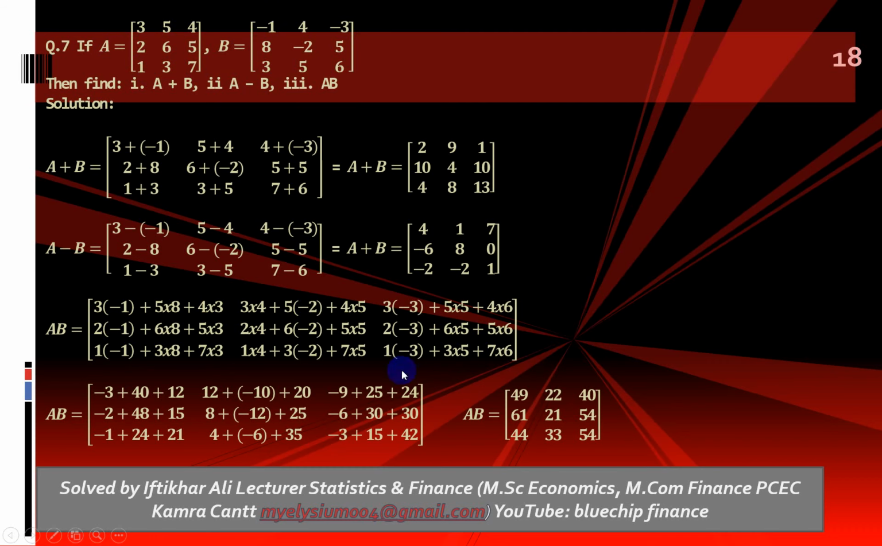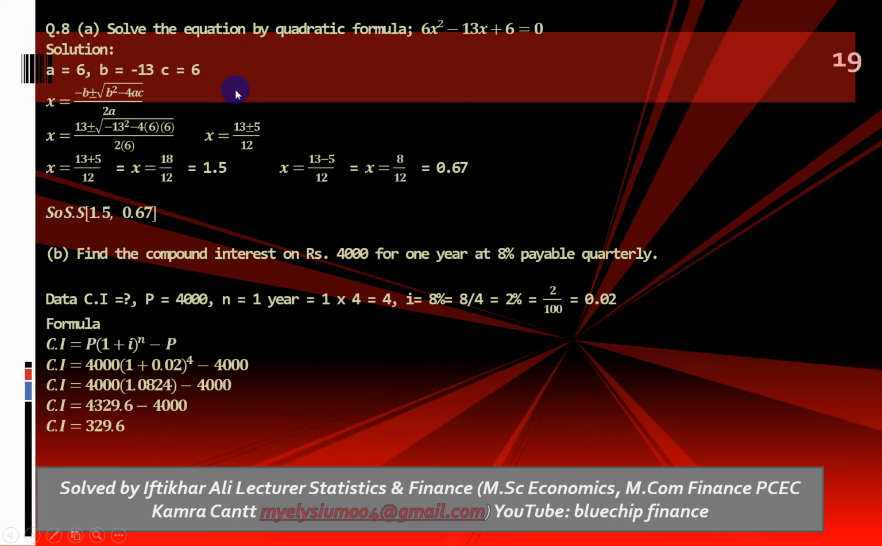You can pause the video and see the calculation, and AB finally will be equal to 49, 22, 40, 61, 21, 54, 44, 33, 54. Question number 8: solve the equation by the quadratic formula, 6x square minus 13x plus 6. A will be 6, B will be minus 13, C will be 6. Just put these values into the quadratic formula and you can solve for x.